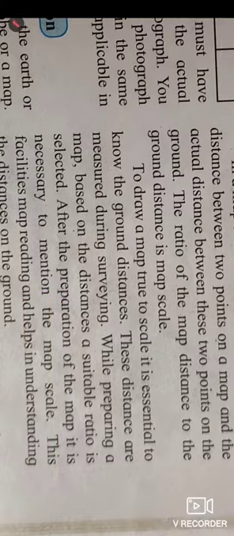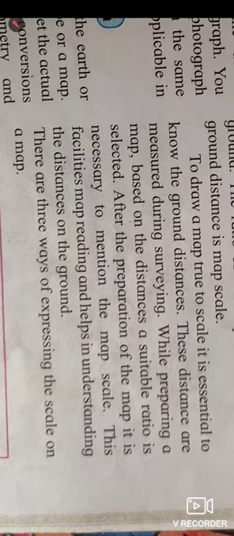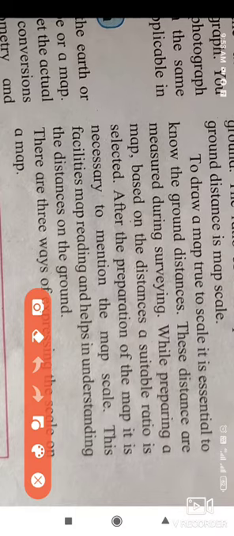To draw a map true to scale, it is essential to know the ground distance. These distances are measured during surveying. While preparing the map, on the basis of distance, a suitable ratio is selected. After the preparation of a map, it is necessary to mention the map scale. This facility, map reading, helps in understanding the distance on the ground. There are three ways of expressing a scale on the map.